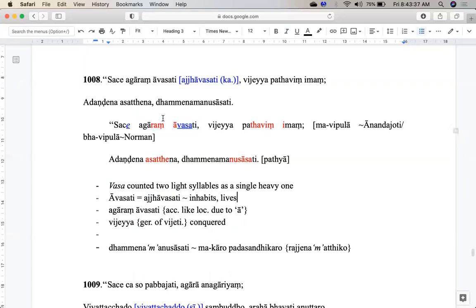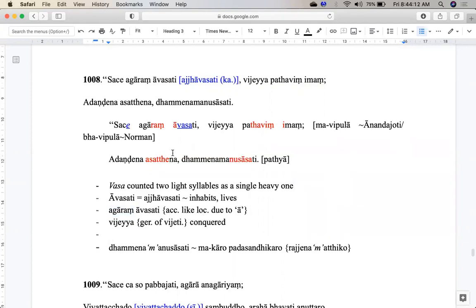But because of the influence of the R prefix, agaran, with the accusative case, commonly lives in some place, so it should be the locative case. But because of the influence of the R prefix, here agaran is in the locative sense. So accusative is like locative because of the influence of the R prefix.